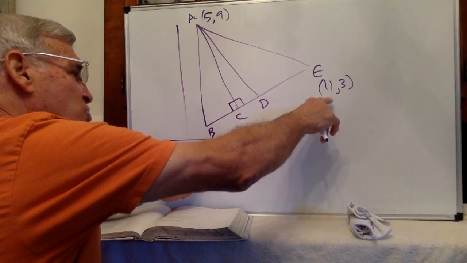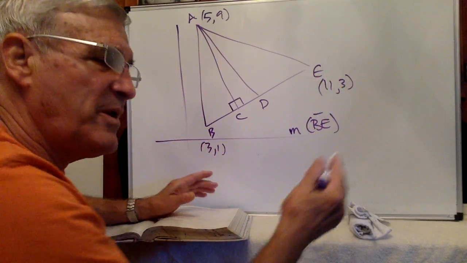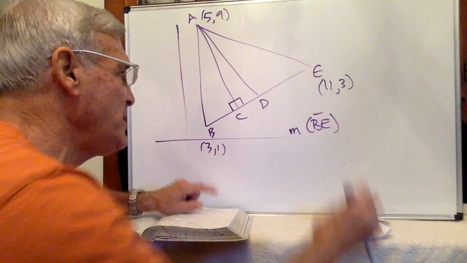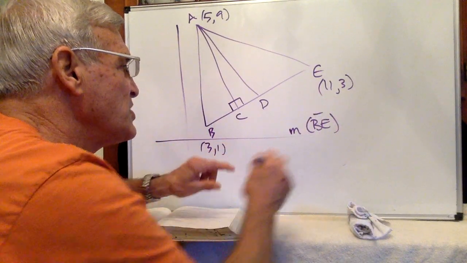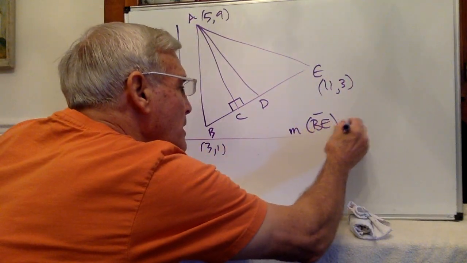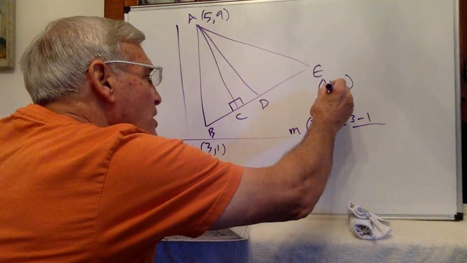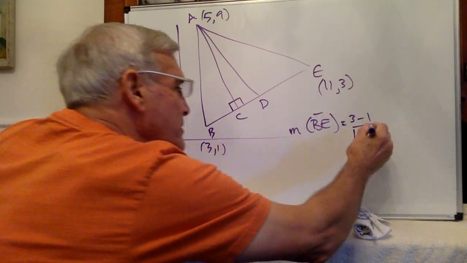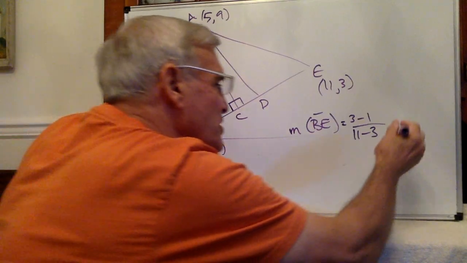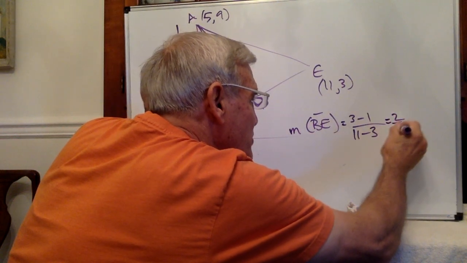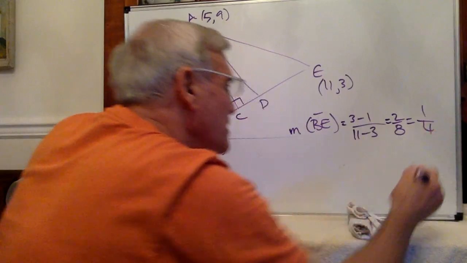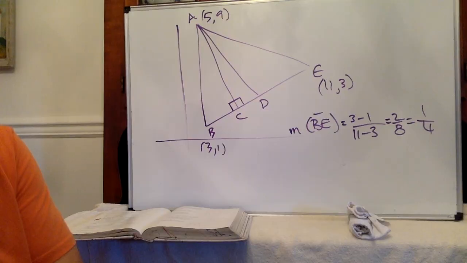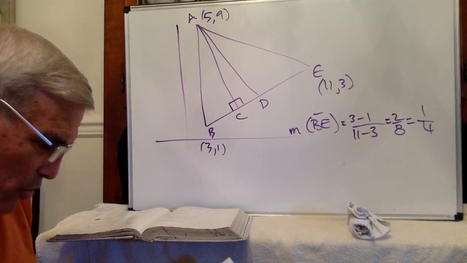B and E. Change in Y. So again, it doesn't matter which point you call x1, y1 or x2, y2. Let's make this x1, y1. That's x2, y2. So it's y2 minus y1, 3 minus 1 over 11 minus 3. So you get 2/8. Always reduce fractions to lowest terms. The slope of BE is 1/4.